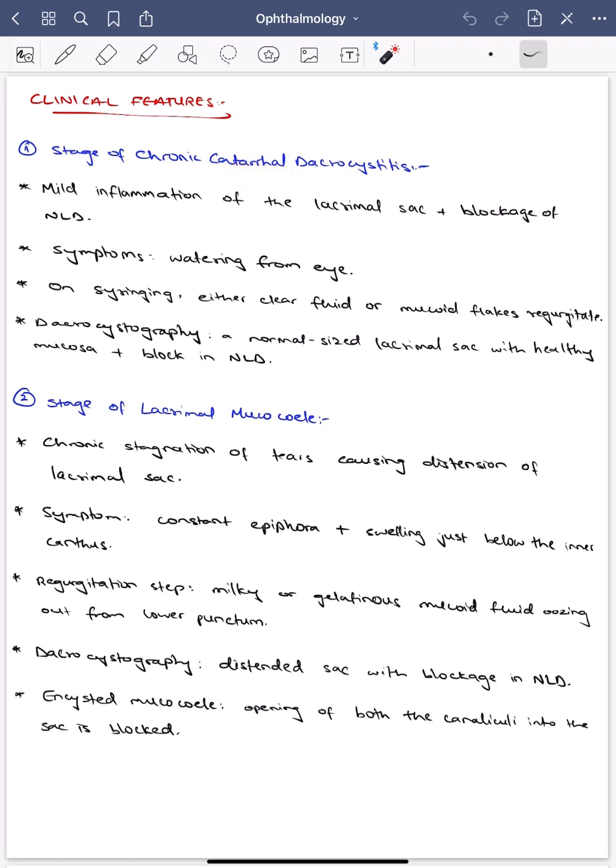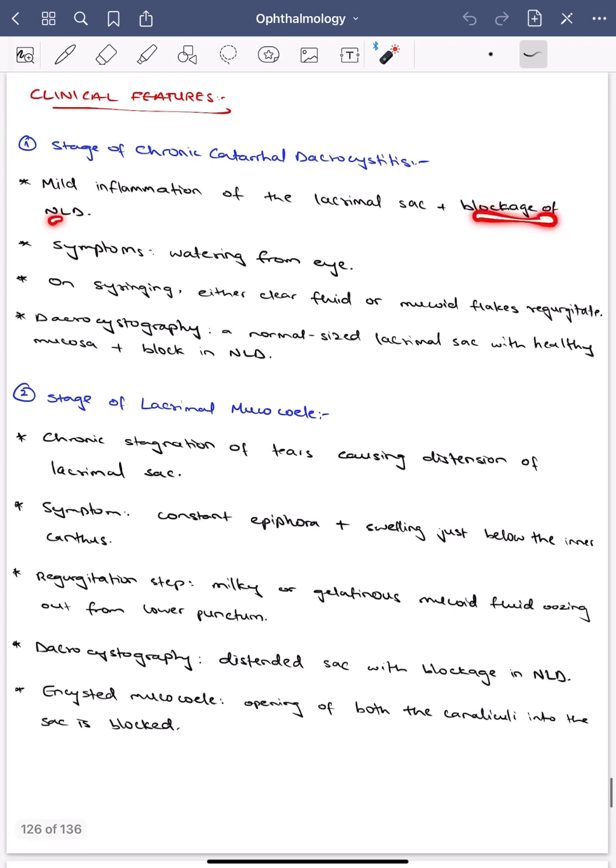This is the initial stage. So there is blockage of the nasolacrimal duct, and hence there is mild inflammation of the lacrimal sac. Now, this is a basic pathological concept, that if a duct is blocked, then the portion distal to the duct will be inflamed. So hence blockage of the nasolacrimal duct leads to mild inflammation of the lacrimal sac.